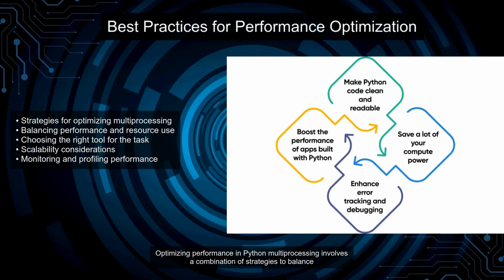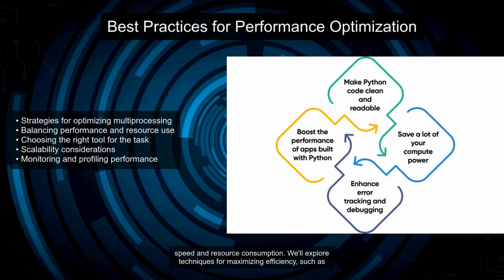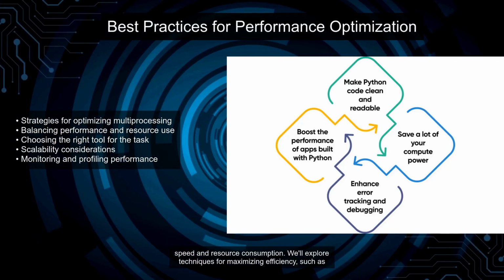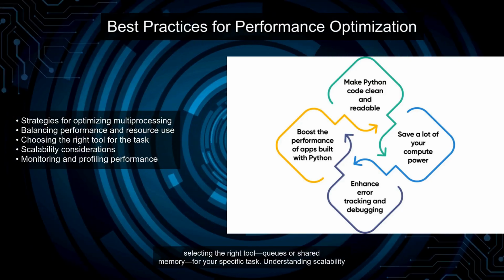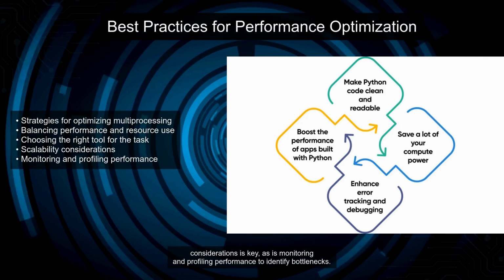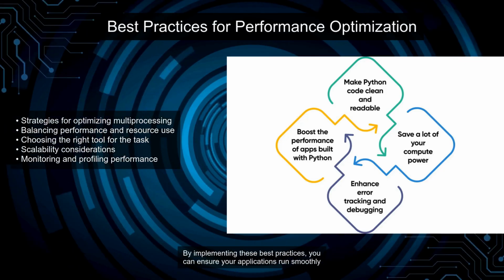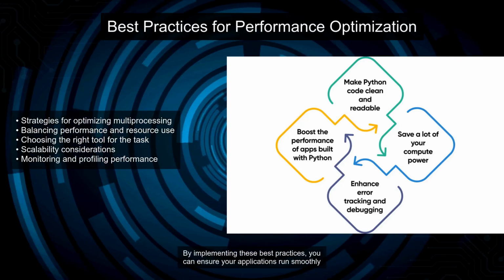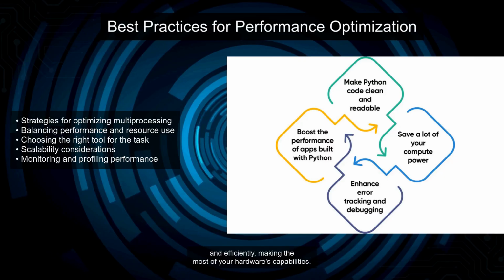Optimizing performance in Python multiprocessing involves a combination of strategies to balance speed and resource consumption. We'll explore techniques for maximizing efficiency, such as selecting the right tool, queues or shared memory, for your specific task. Understanding scalability considerations is key, as is monitoring and profiling performance to identify bottlenecks. By implementing these best practices, you can ensure your applications run smoothly and efficiently, making the most of your hardware's capabilities.